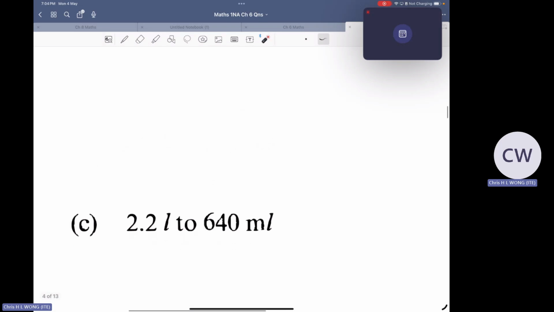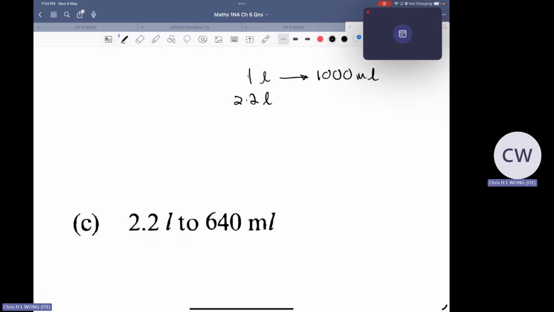So you go back to this again. Always write it down. 1 liter will give you 1000 milliliter. Milli is always 1000. So you have 2.2 liter. You will have 2.2 times 1000 milliliter. That will give you 2200 milliliter.